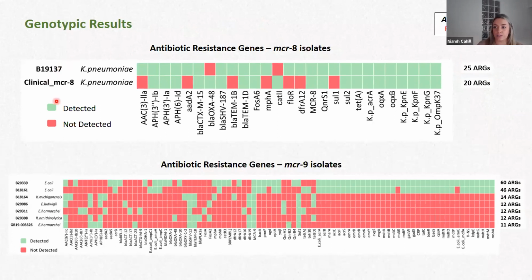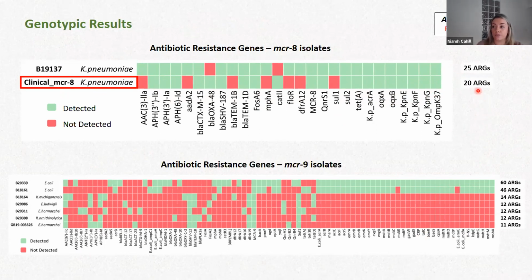So these are the antibiotic resistance genes here in the MCR8 isolates. And as I mentioned, I've included the clinical MCR8 just for comparison purposes. And then we have the MCR9 isolates down here and all of the genes. The red boxes indicate that the gene was not detected and the green indicate that it was detected. We used ResFinder and CARD databases through Abricate to determine the antibiotic resistance genes.